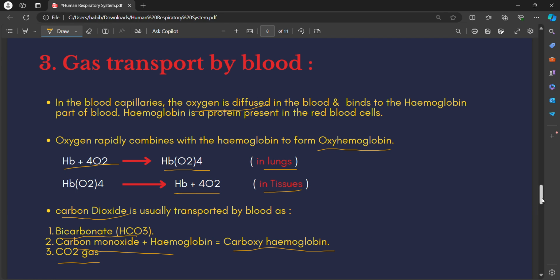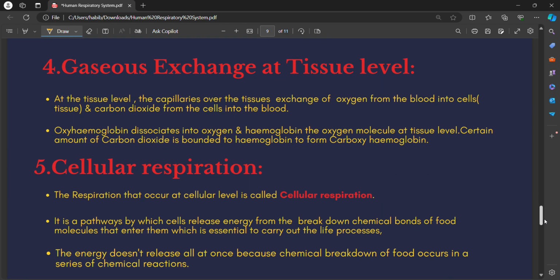And the next part is gaseous exchange at tissue level. So at the tissue level, the capillaries over the tissues, just like how we have seen the blood capillaries surrounding the alveolus, similarly at tissue level the blood capillaries surround the tissues. So there is exchange of oxygen from the blood into the cells, or you can say tissues, and carbon dioxide from the cells into the blood.